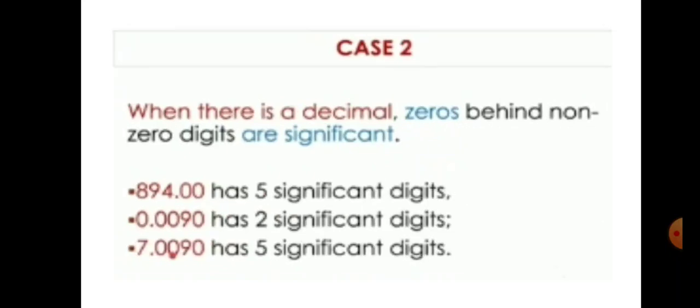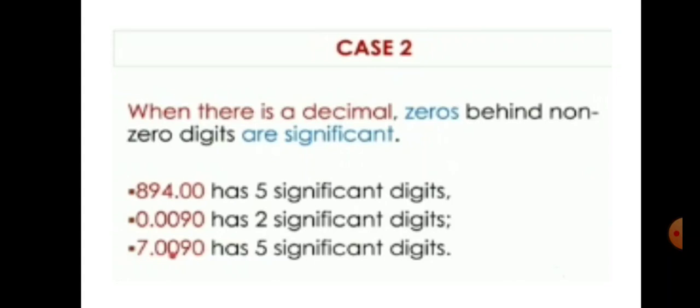Now we come to case number 2, when there is a decimal fraction and 0s behind the non-zero digits. In this case, these 0s are significant. For example, in the first case, 894.00 has 5 significant digits because it is a decimal fraction and the 0s are behind the non-zero digits. So there are 5 significant digits, the 8, 9, 4, 0 and 0.